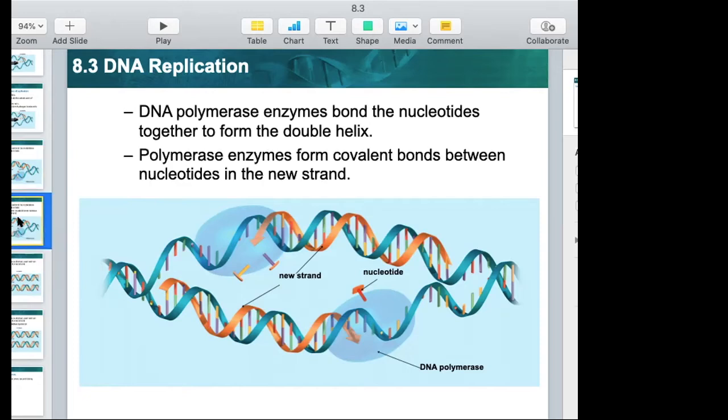Polymerase enzymes form covalent bonds between nucleotides in the strand. So you have a covalent bond that forms right here that makes a gold ribbon, which is very strong. And the hydrogen bonding that forms between the two nucleotides right here is a weaker bond.